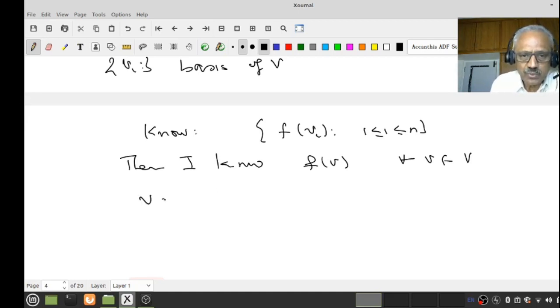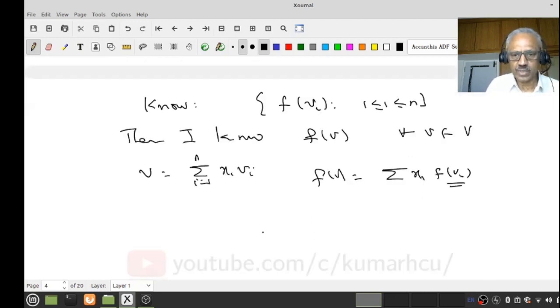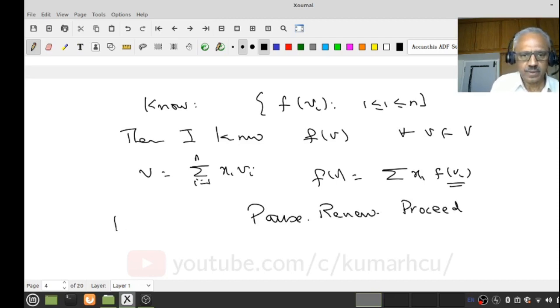Suppose v, since Vi is a basis, I can write it as the summation of xi Vi, i from 1 to n. Since f is linear, f of v is the summation of xi f of Vi. Since I know f of Vi and I know how to write v as a summation of xi Vi, then I know what f of v is. That's what this means. Quickly pause in case you have not seen it earlier. Pause, review, and then proceed.